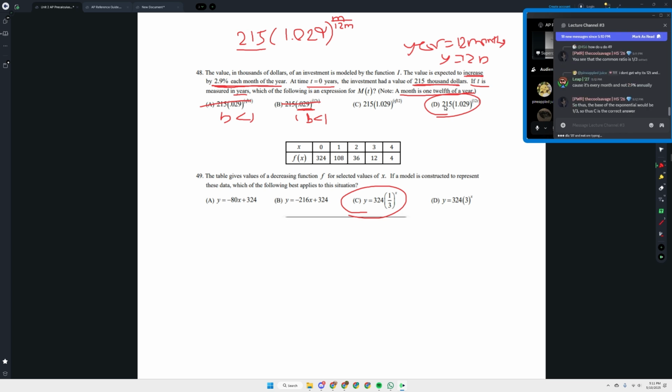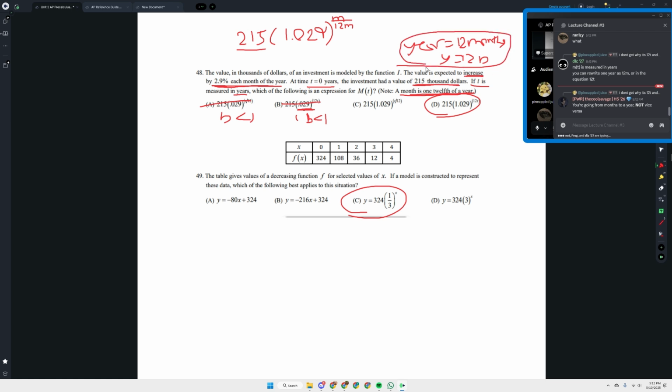Now between these two, it says a month is 1/12 of a year, which means you have to go to 12 to the t. And yeah, you can rewrite it as in 12 to the m, or as the equation 12t. Exactly like here. And you're going from months to year, not vice versa. If you're going from years to months, it would be this one. Alright.